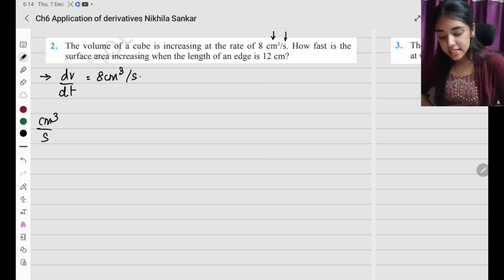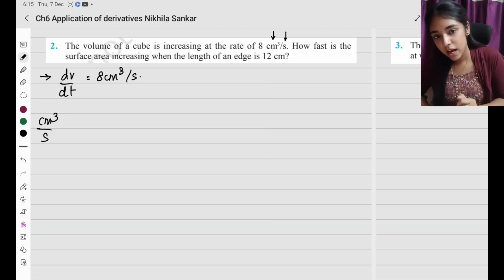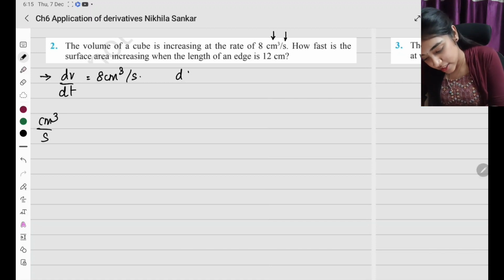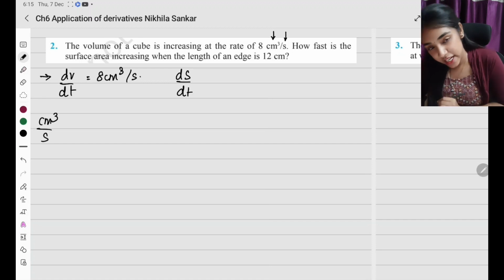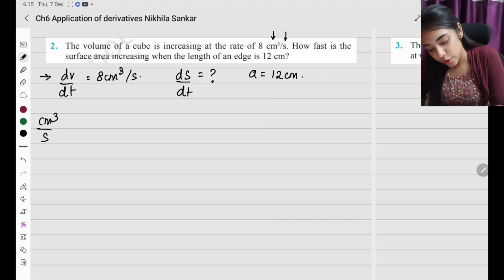How fast is the surface area increasing? This is very similar to the example question. Watch the example videos, it will be easy to understand. How fast is the surface area increasing? So how fast is the surface area increasing with respect to time? This is what they are asking. If the length of the edge, let me take the edge of the cube to be a, so the edge of the cube is going to be 12 centimeters.